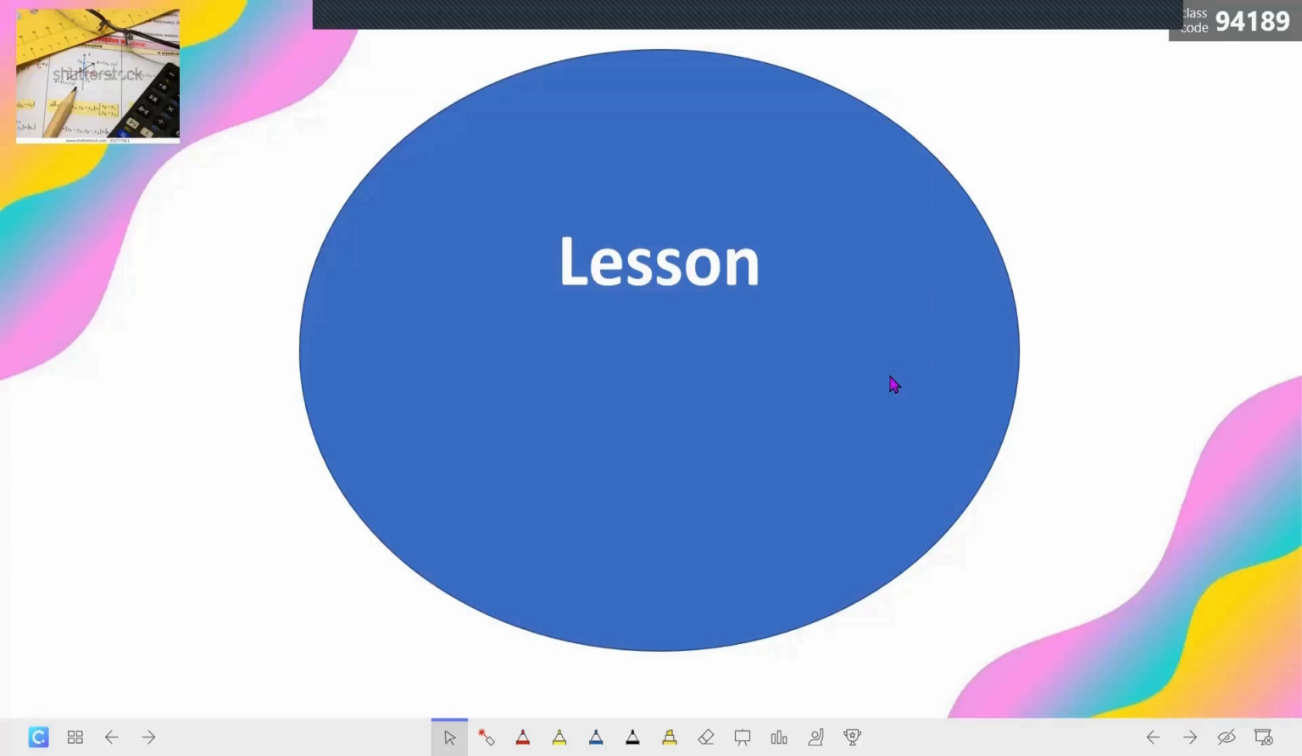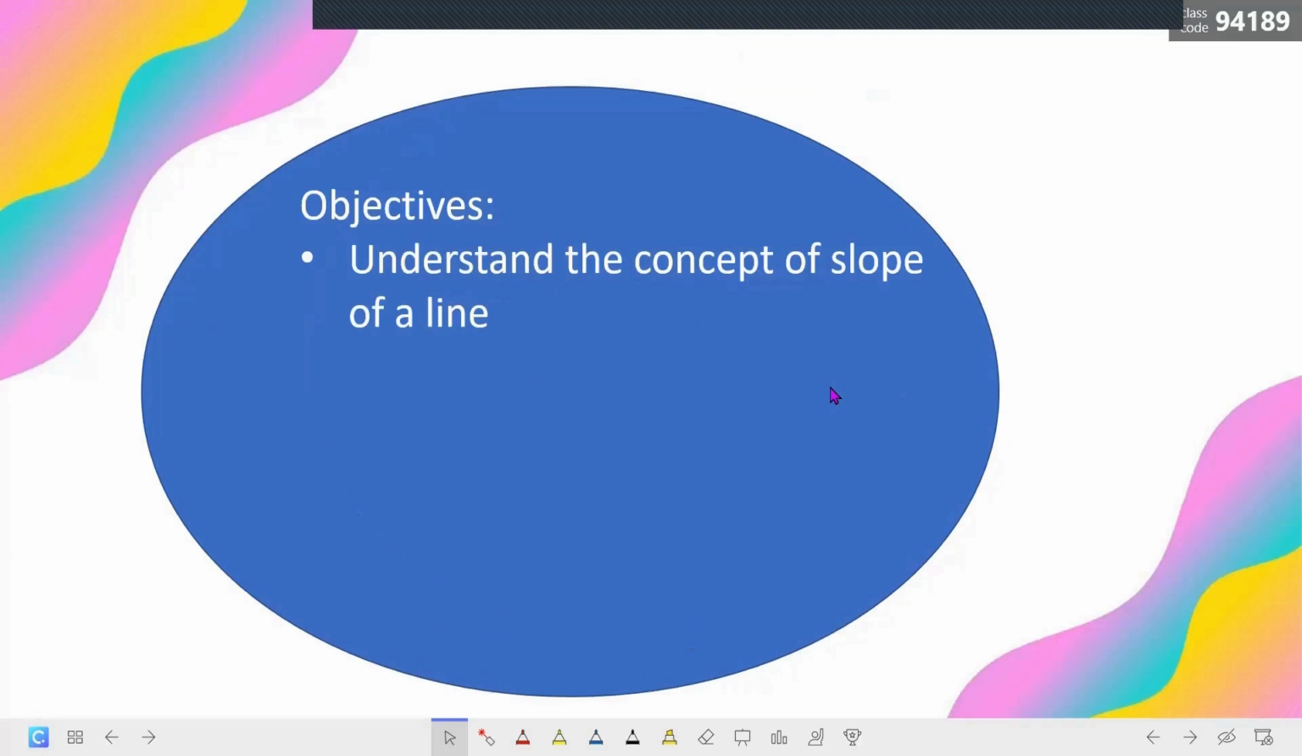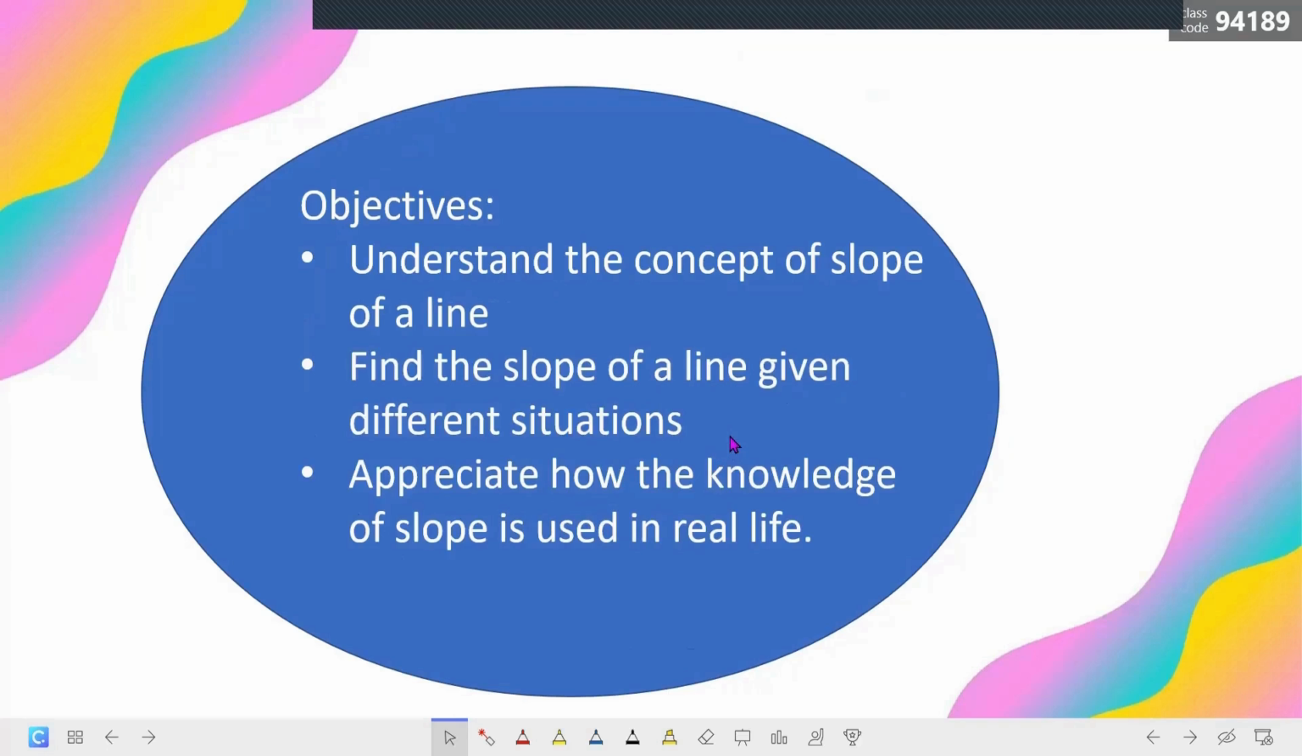In this lesson, I will be teaching you the slope of the line. Our objectives: you can understand the concept of slope of a line. You can find the slope of a line given different situations. And you can appreciate how the knowledge of slope is used in real life.